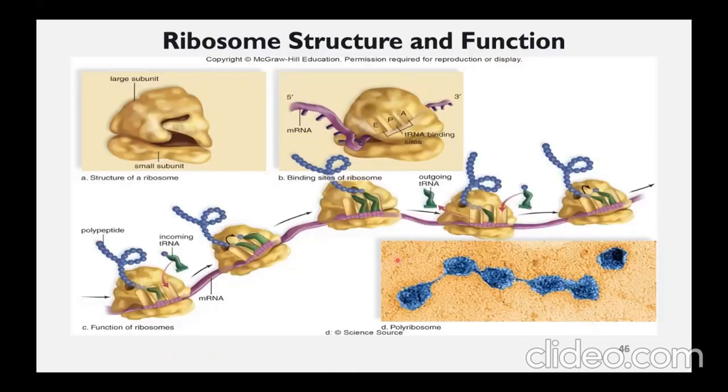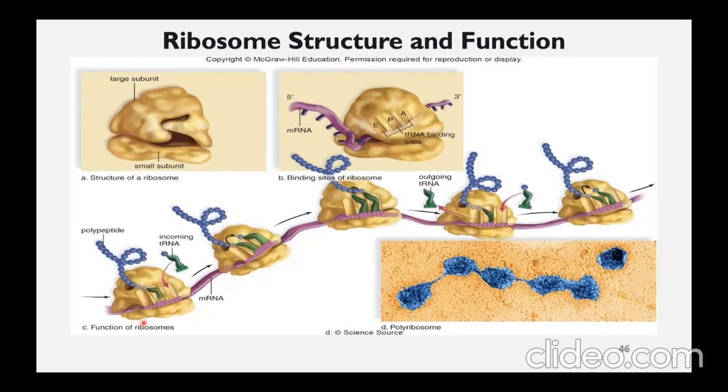Okay, so this is translation. This is the structure of the ribosome. They are the large subunit and the small subunit. In the large subunit there are three sites, which are exit, peptide, and amino acid. These are the tRNA binding sites. At the bottom, the small subunit is where the mRNA binds.